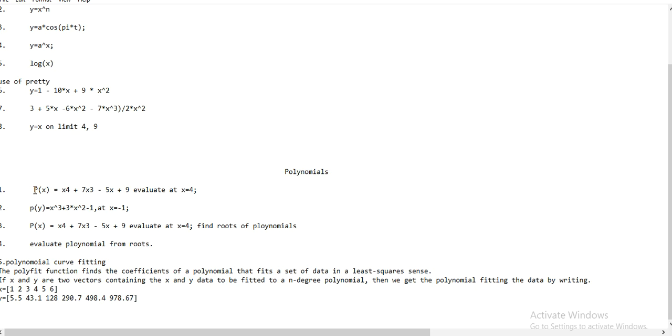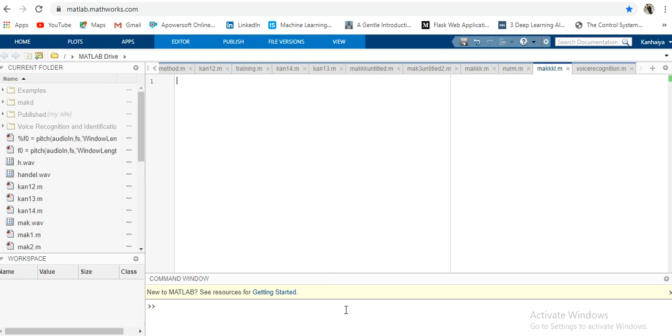It has given one question. It is one polynomial of order 4, and we have to evaluate the polynomial at x equal to 4. It is of order 4, so we can solve it manually, but it will take time for fourth order. So let's solve it using MATLAB, and let's see how it can be solved. Let me define it first here.